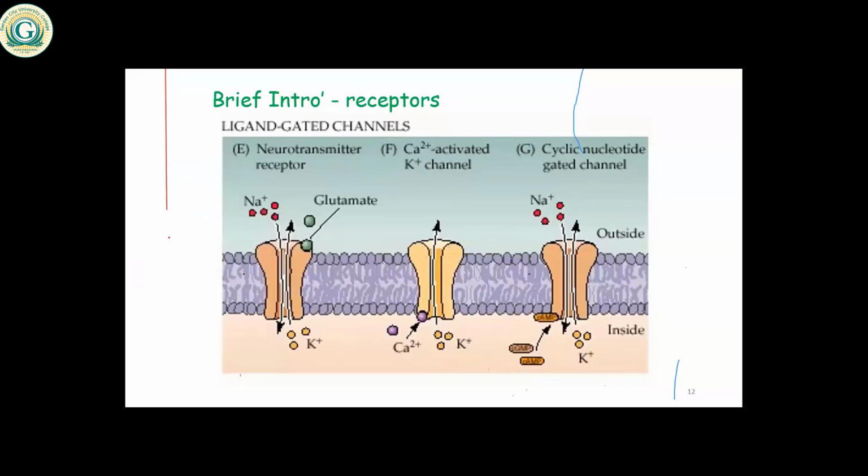This is a cell. This is the cell membrane, the phospholipid bilayer. Let's assume that this is a room. Now, before you can gain access into the cell, let's say that this thing is outside. This is an ion, such as sodium ion.